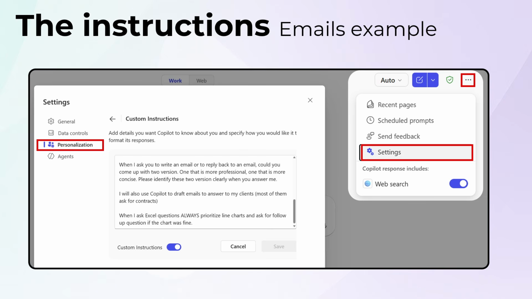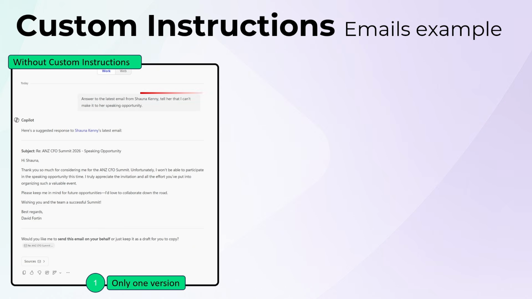In my custom instructions right here, I ask Copilot that when I ask you to write an email or to reply back to an email, can you come up with 2 versions? One that is more professional and one that is more concise. So these custom instructions are the way to personalize Copilot, and I think it's a really underused or underrated feature. And you can see here, without custom instructions, I ask Copilot, hey, can you answer the latest email from this person? Tell her I can't make it to her speaking opportunity.